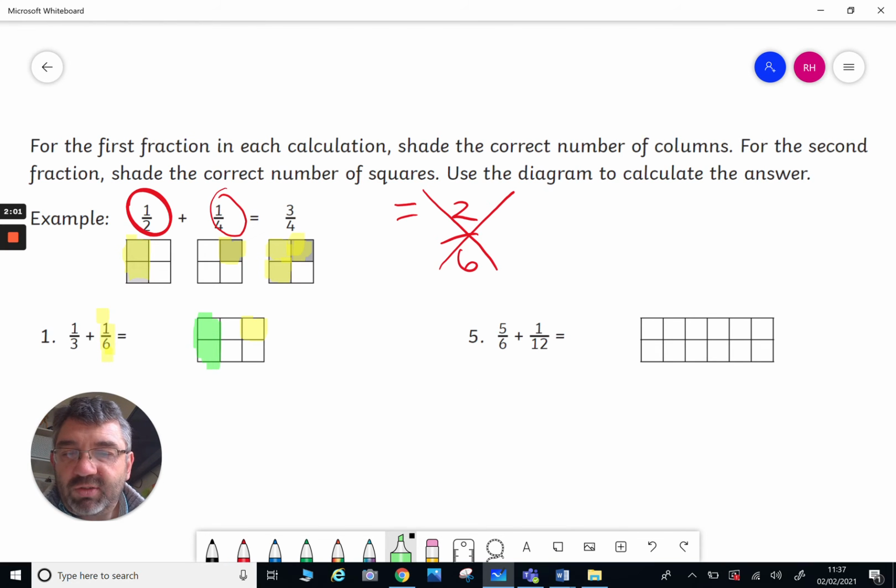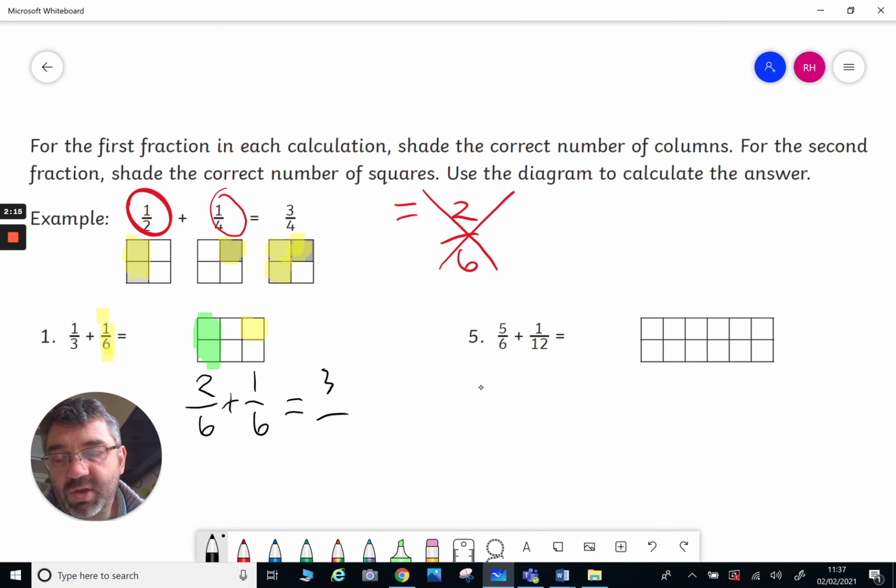Well, how many 6ths is that? Well, that is 2/6. So we've now got 1/6 and 2/6. And if we now add them together, we can say 2 add 1 is 3. And of course, the 6 at the bottom, we don't add them. We keep it as 6. We only add the top numbers. So we would have an answer here, 3/6.